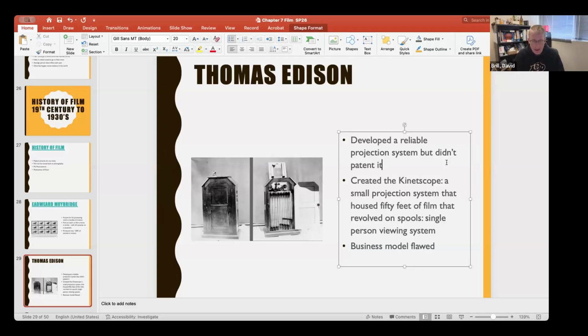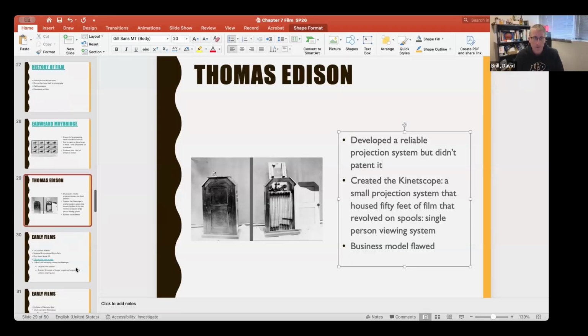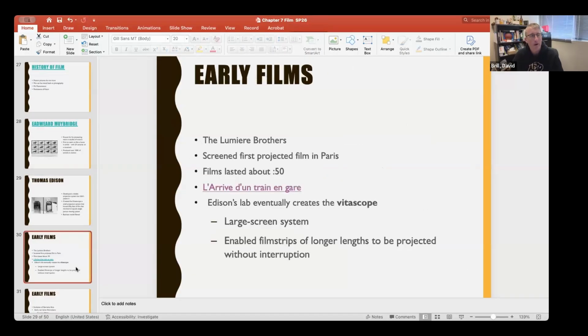Anyway, Edison didn't see projecting the image to large crowds, but rather one person at a time. So his business model was flawed. But he is credited with inventing what would later become a major part of film.